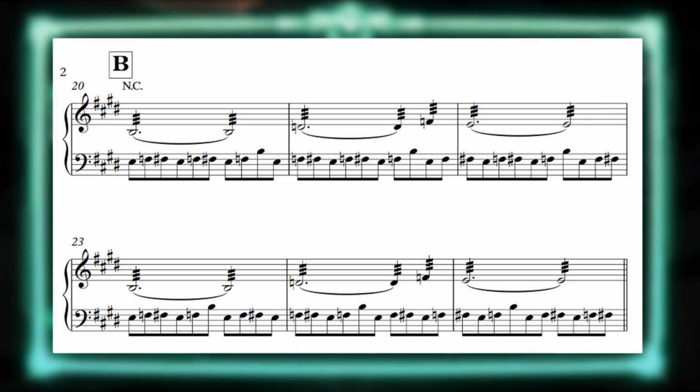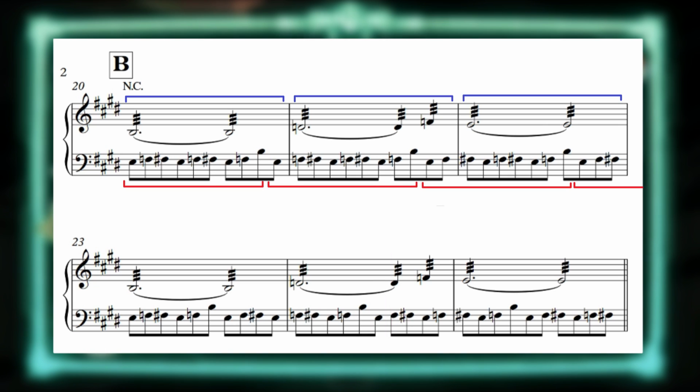In the B section, the roles flip, with the bass giving us a 9/8 note long ostinato while the guitar plays its long tremolo melody over top. Adding to the intensity of this section is the polyrhythmic relationship between the 5/4 melody and the 9/8 bass line.